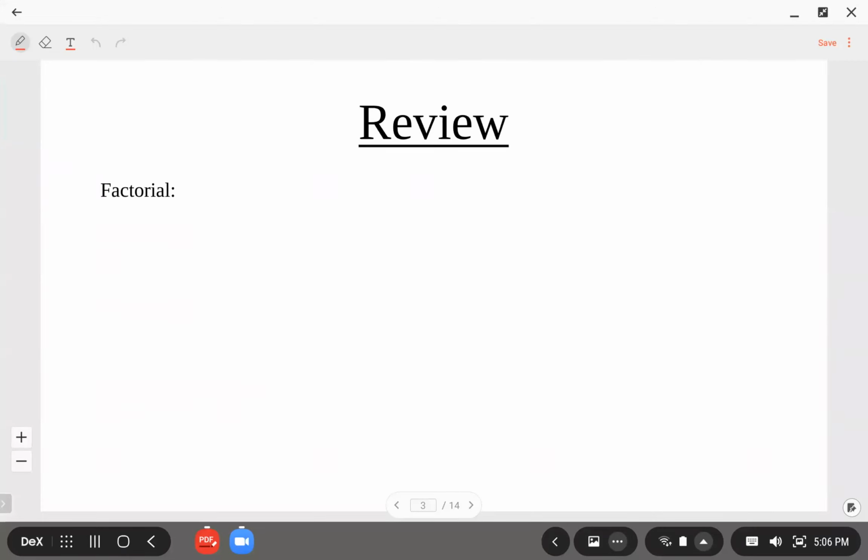So for our review, of course we have what is a factorial, because that is really important. A factorial is basically the product of a specific integer and all the integers below it, including 1, right? So what is 5 factorial? It's 1 times 2 times 3 times 4 times 5 equals 120.